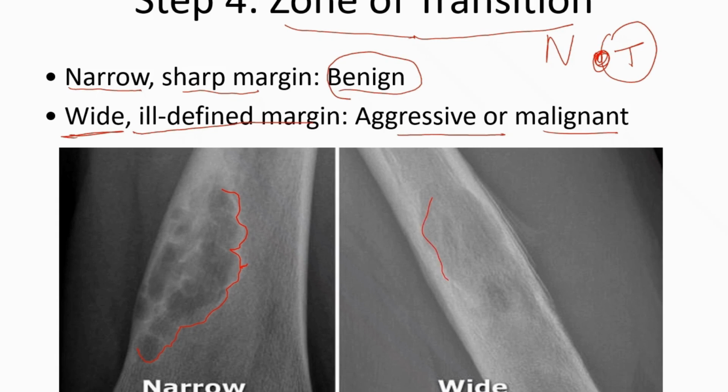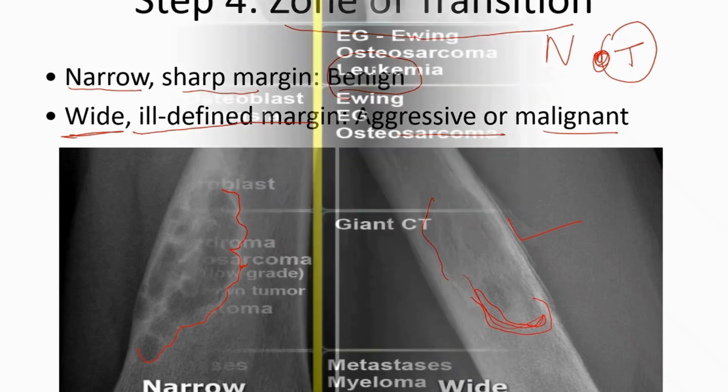Whereas in this image we cannot visualize all the margin. We can see it here but not visualize it in this region. So we cannot say where is the margin of lesion in this region. So this is the wide transition zone. So this shows the lesion is aggressive and mostly seen in the malignant lesions.